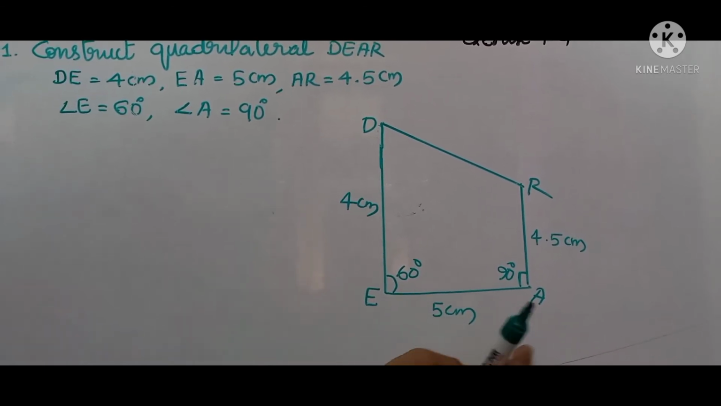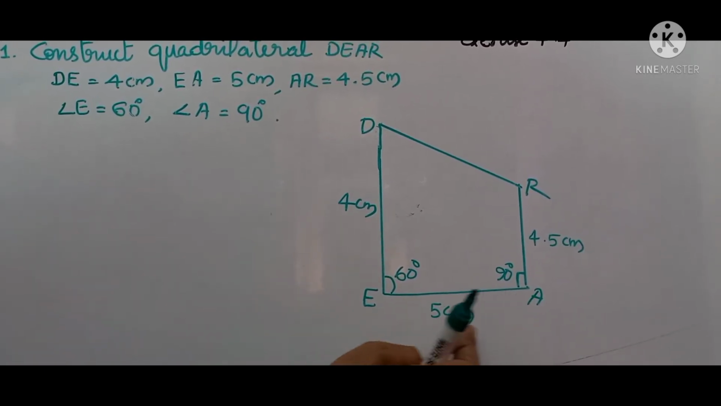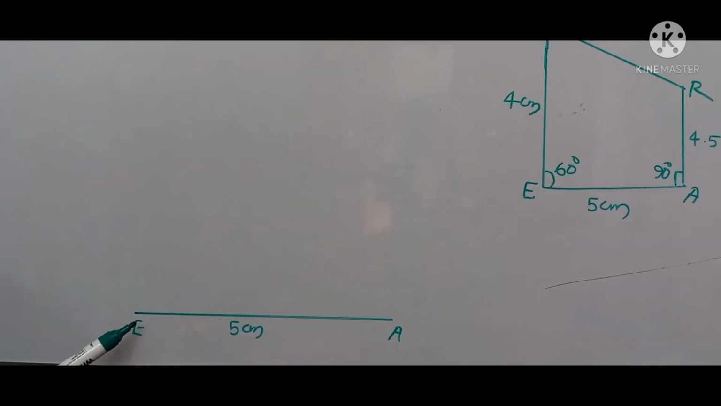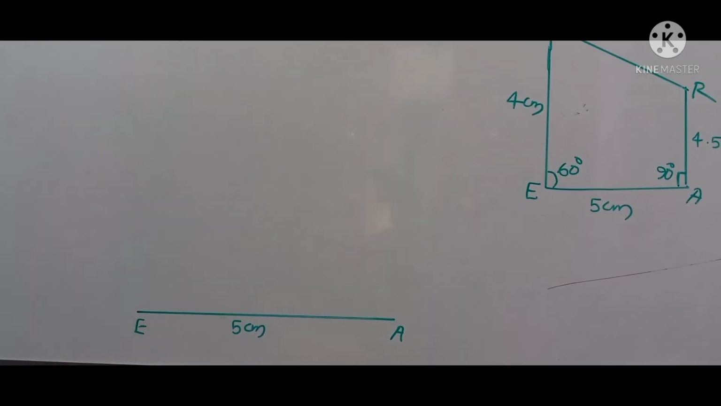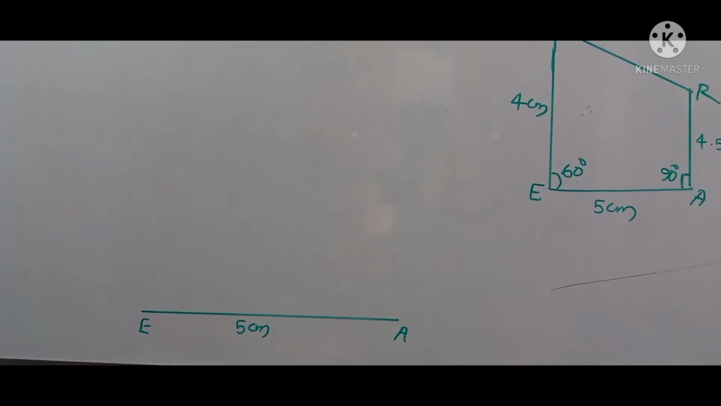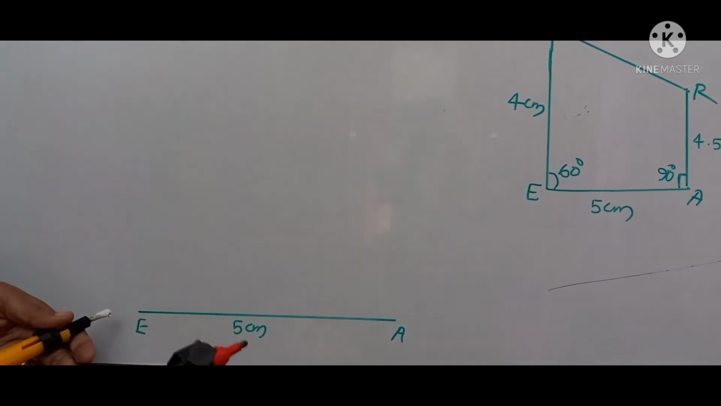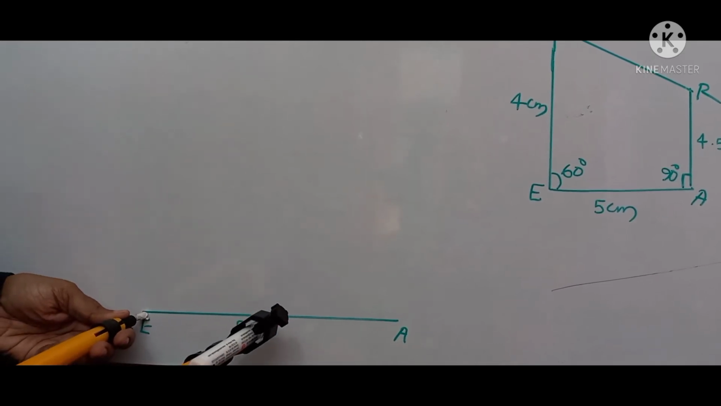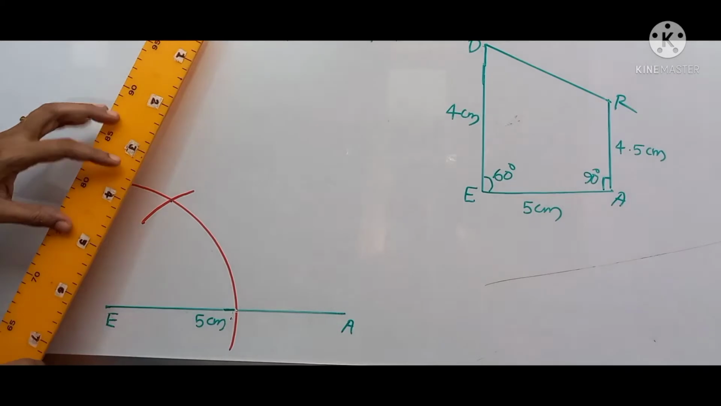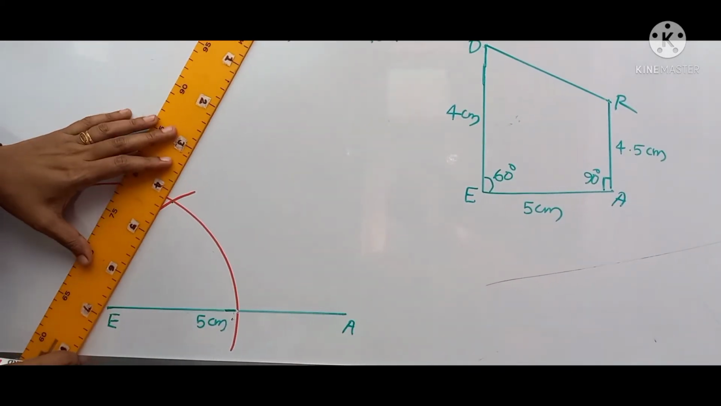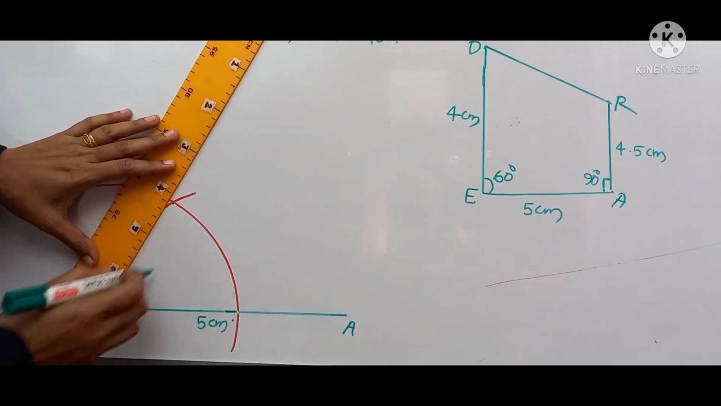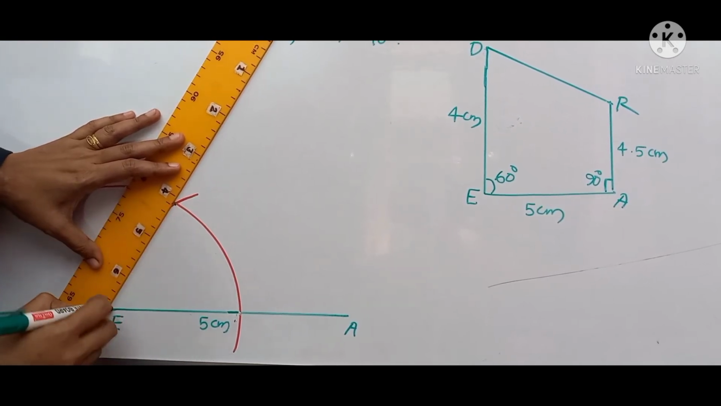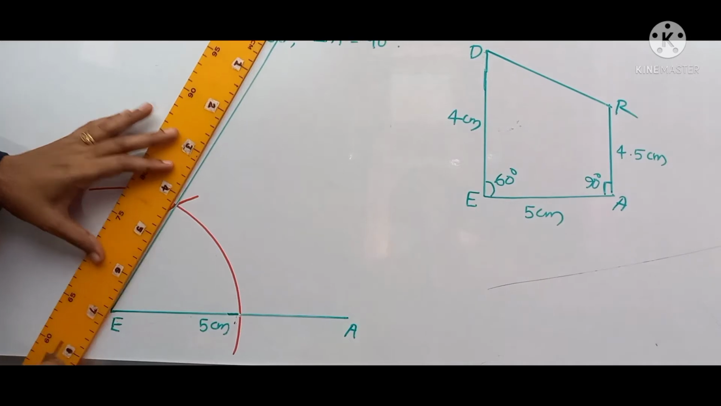So here we have to draw EA with a 5 centimeter. Then we have to construct that angle E is 60 degree. So we have to draw 60 degree angle by using a compass. Drawing 60 degree angle on E. This is 60 degree angle. We have marked and join it like this way.